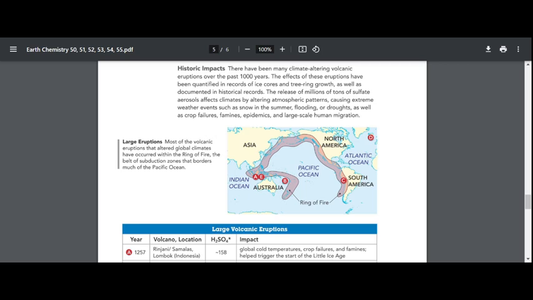So again, this map right here shows the large eruptions being concentrated in this area right here. Most of the volcanic eruptions that altered global climates have occurred within the Ring of Fire, a belt of subduction zones that borders much of the Pacific Ocean. So this area right around here is known as the Belt of Fire, or the Ring of Fire.